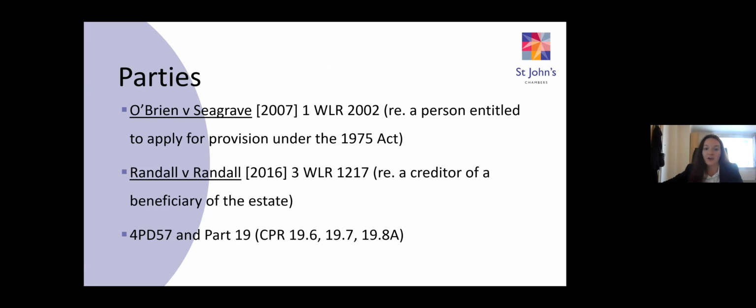For example, in O'Brien and Seagrave, it was held that a person entitled to apply for provision under the 1975 Act had an interest in the estate and so was entitled to bring a probate claim. And more unusually, in Randall and Randall, a creditor of the beneficiary of an estate, as distinguished from a creditor of the estate who would not have sufficient interest in a probate claim, was entitled to bring such a claim to challenge a later will on the basis that the beneficiary would inherit more under the earlier will.